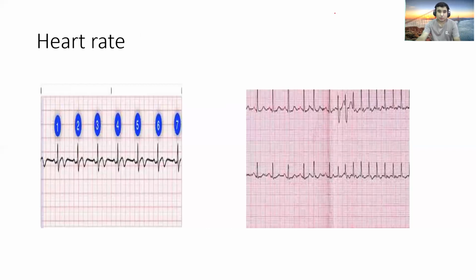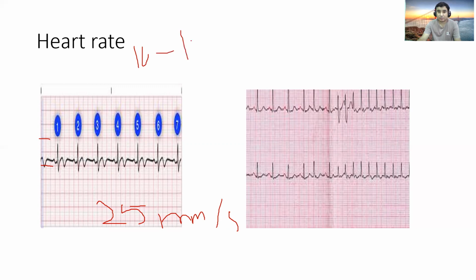So how are we supposed to calculate the heart rate? If you get this type of ECG, the speed of most ECGs is 25 mm per second, and the voltage is 10 mm, where 10 small boxes equal 1 millivolt.